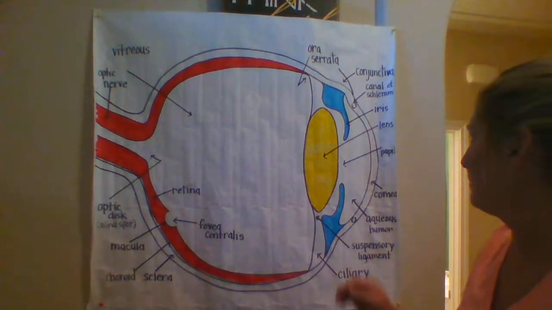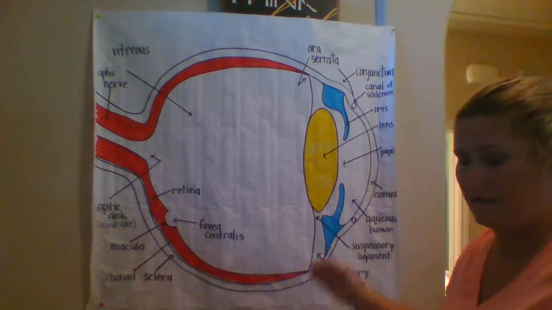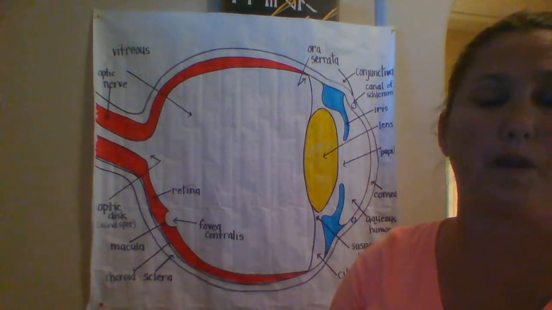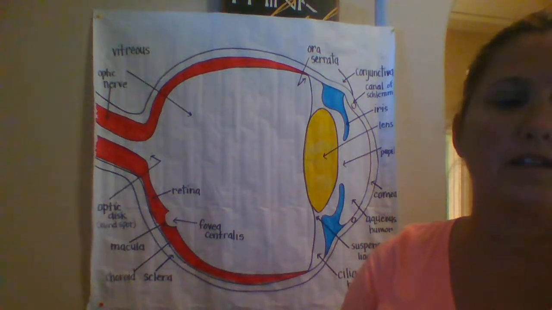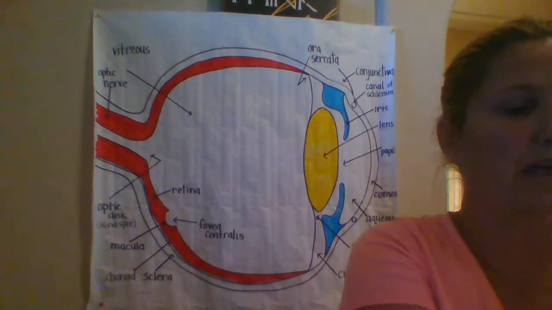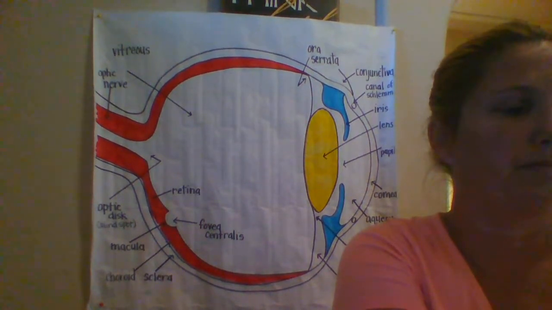The iris is a ring of muscle fibers behind the cornea surrounding the pupil that determines the eye's color. It opens and closes to control the amount of light entering the pupil.